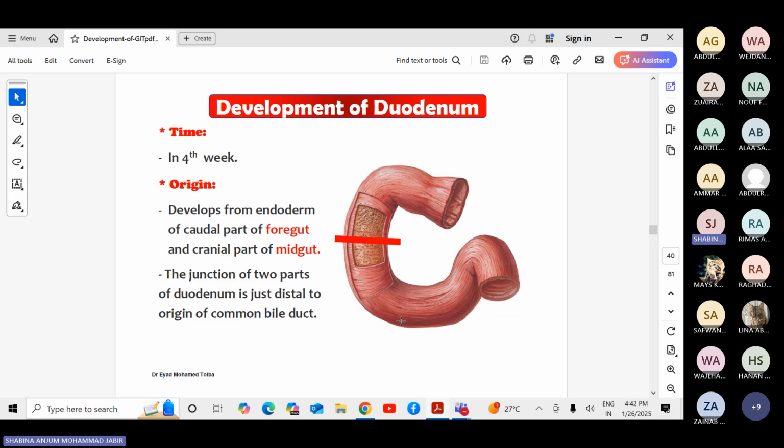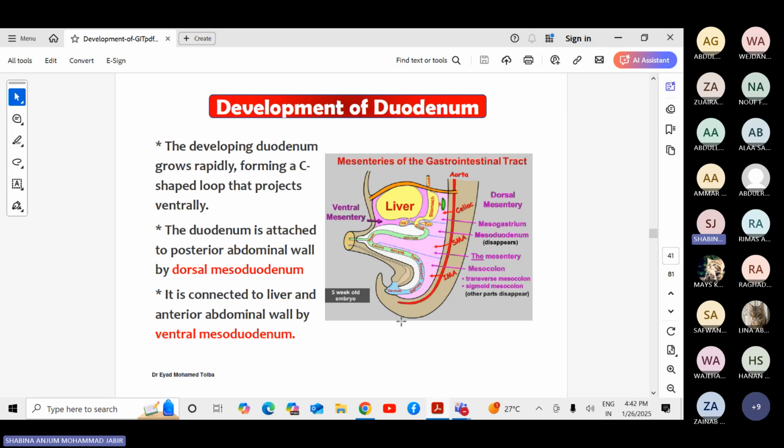Okay, and accordingly, it has blood supply from two different arteries. So where is our duodenum? So this is our duodenum, which will develop in a C shape, in which it will project ventrally. Okay, so you can see this is the convex part, which is ventral. First of all, obviously, it has attachment of the peritoneum.